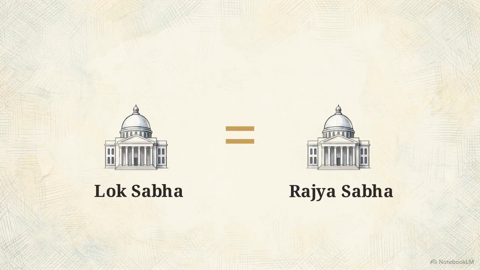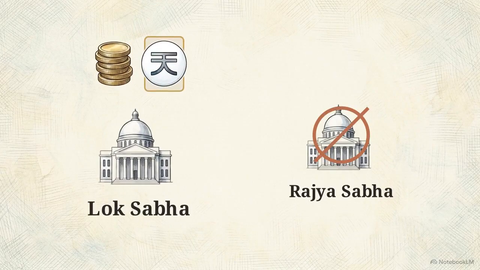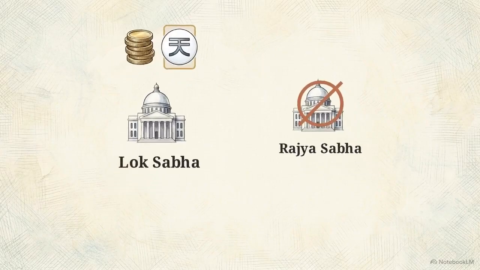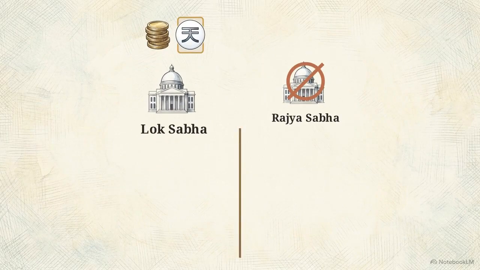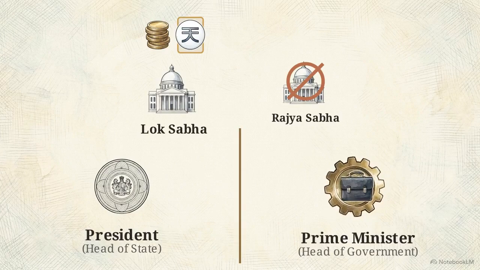It is common to assume that both houses possess identical powers. While both share general lawmaking duties, the Lok Sabha holds exclusive authority over financial matters, specifically money bills and the yearly union budget. This division is one of several intentional imbalances, including the separation of roles between the president and the prime minister.